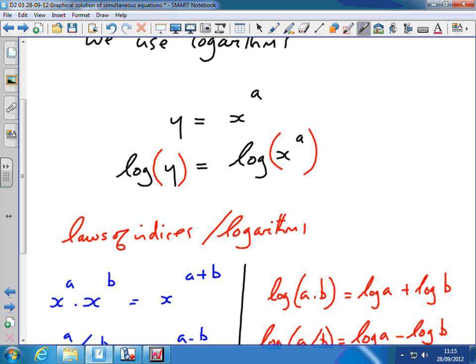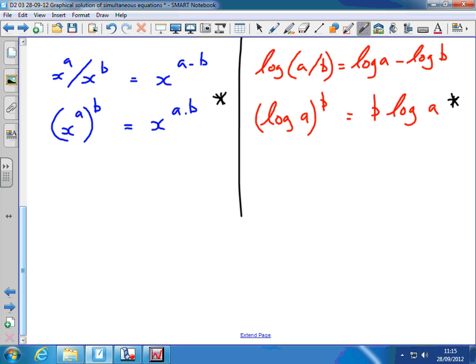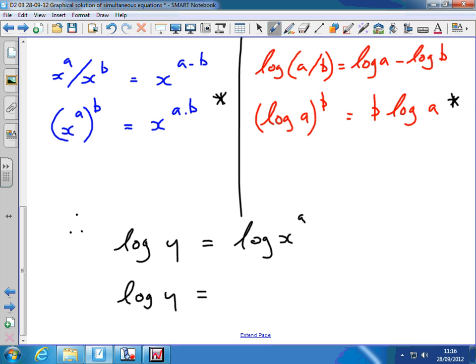So that means, so therefore, the log of y equal to, we have the log of, what did we have? Log of x to the a becomes the log of y equals a times the log of x.